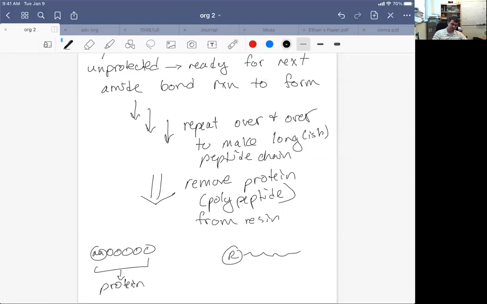The problem is we have a limit, maybe 20 amino acids. So after about 20 amino acids, we can't really add anything else. So how do we make the proteins that we want?